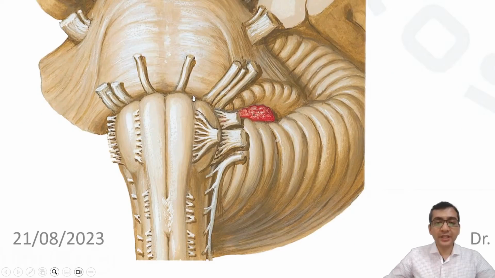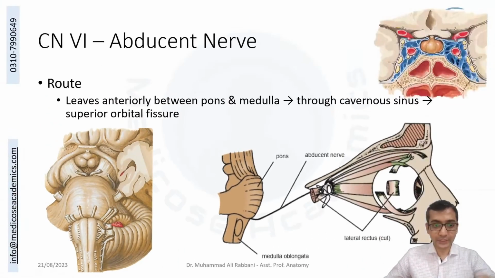Pontomedullary junction. The three nerves are exiting here: number 6, number 7, number 8. Pontomedullary junction is the medial of the three nerves that are exiting from that area. So it exits from there. It moves above the petrous bone, enters the cavernous sinus, and it will move through the cavernous sinus.